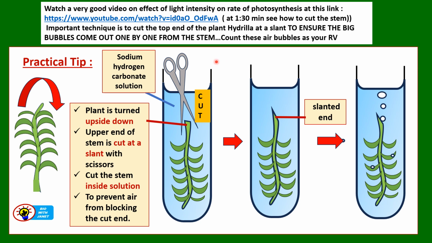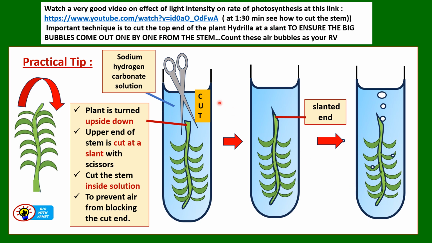So just to recap from my very short video, I've already explained that one technique of preparing the Hydrilla species so that it can release air bubbles that can be counted is to use this method, okay? That is recommended by a few teachers on YouTube, the teachers from other countries. Now, watch a very good video on the effect of light intensity on rate of photosynthesis at this link, which I'll show below. At 1 minute 30 seconds, you'll see how to cut the stem.